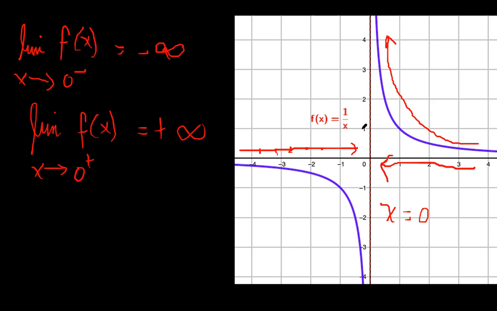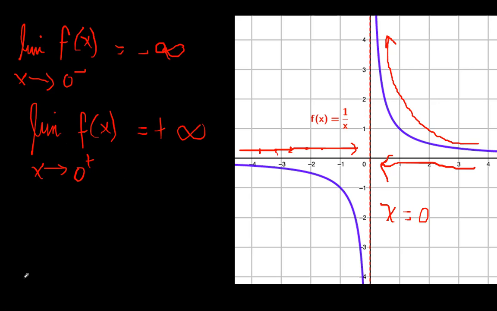Now this is the graph of f of x, but the two parts of the graph have different behavior. On the left-hand side of the vertical line x equals 0, it decreases without bound, and on the right side of the vertical line x equals 0, it increases without bound. So the limit of f of x as x approaches 0 from the left is equal to negative infinity, while the limit as x approaches 0 from the right is positive infinity.